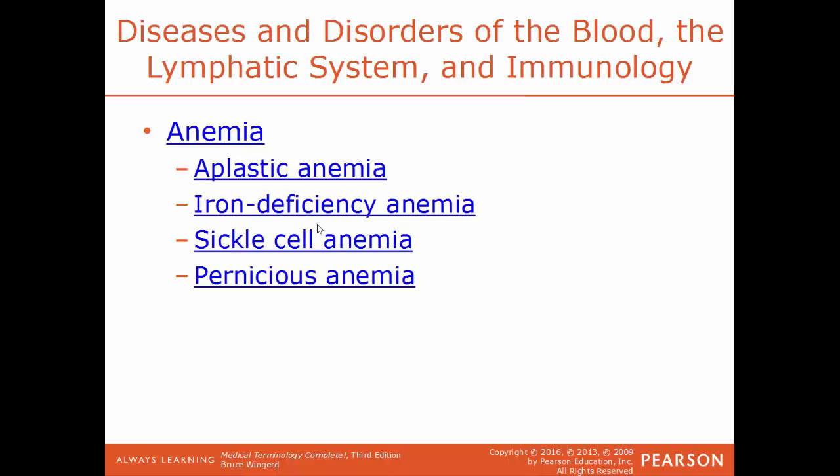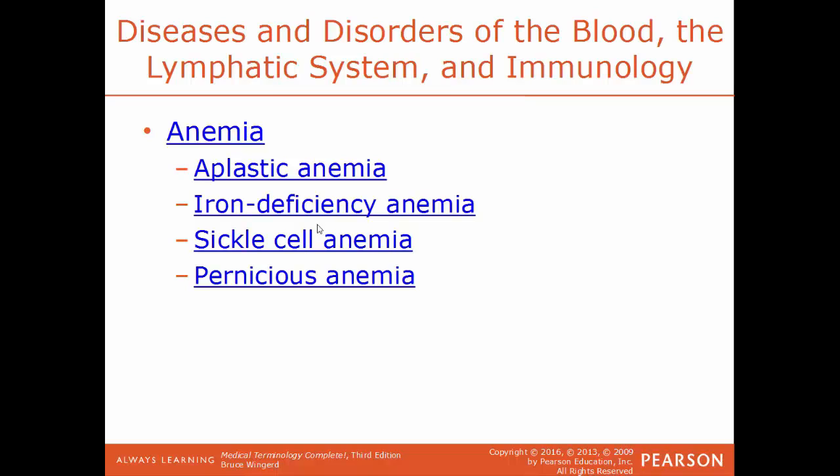The first one, aplastic anemia. This is a condition where the bone marrow doesn't produce all three types of blood cells. So this includes red blood cells and white blood cells and platelets. So you're not just involving just the red blood cells, you're involving all the different kinds of blood cells.